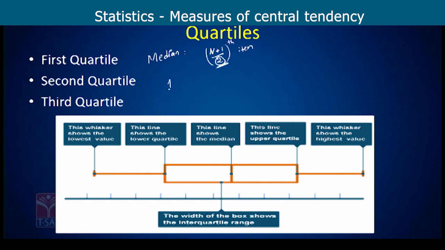So if we want the first quartile, what should we do? n plus 1 by 4th item. n plus 1 by 4th item will be the first quartile. Similarly, if we want the third quartile, 3 into n plus 1 by 4th item, 3 into n plus 1 by 4th item. Okay, is that clear how we calculate the first quartile, second quartile and median?